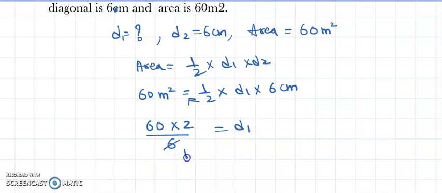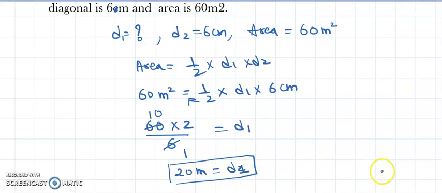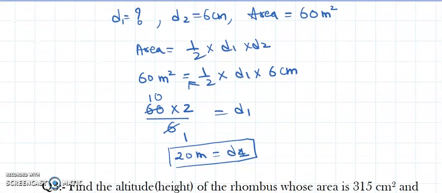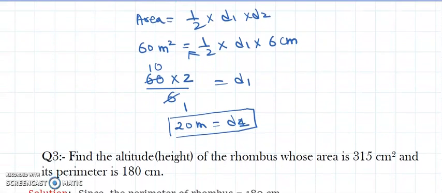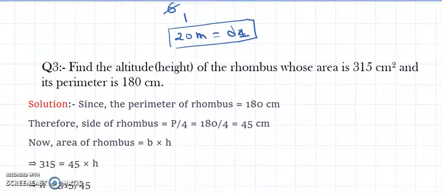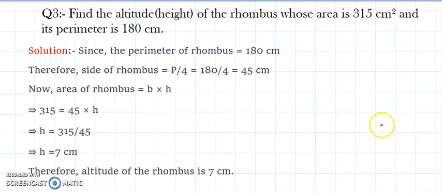Let us simplify. 6 ones are 6, 6 tens are 60, and 10 into 2 will become 20 meter. That's the answer of the diagonal D1. That's the final result. I am sure you have understood this solution. If I have made any mistake, kindly please, I oblige for that. Question number 3, last but not the least, a very different kind of question.